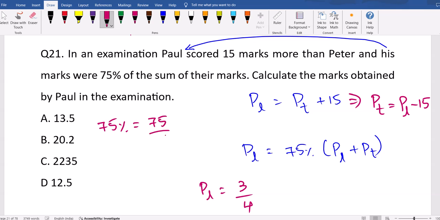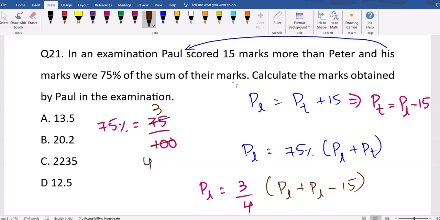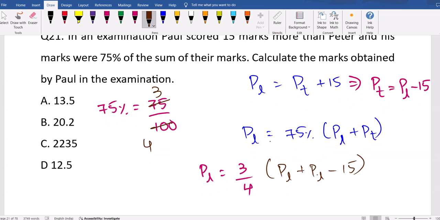75% means 75 divided by 100, which is 25 times 3, 25 times 4. Here Paul, Peter can be written as Paul minus 15. Now cross multiplying, 4 Paul, 6 Paul. So Paul's marks are equal to 22.5.